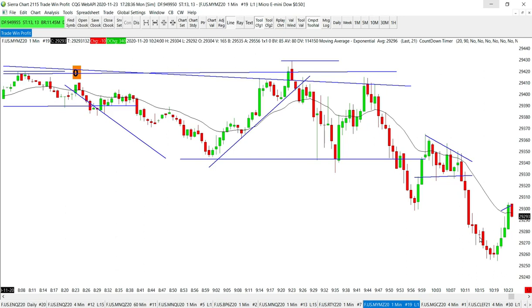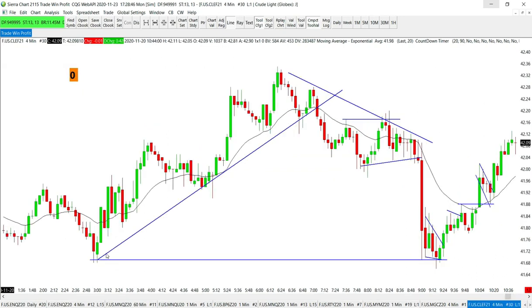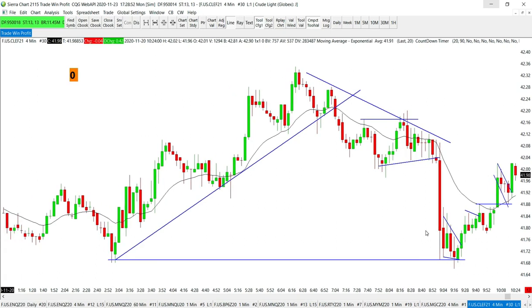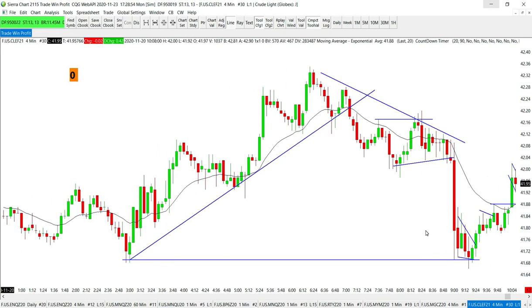Okay, so let's go to the next trade. Let me show you guys what happened with crude oil. So crude oil, you guys, on Friday, we have support right here. Notice how we have support right here. We hit support, and we bounced off. So all I'm looking for is basically longs, okay? So we have this breakout right here.